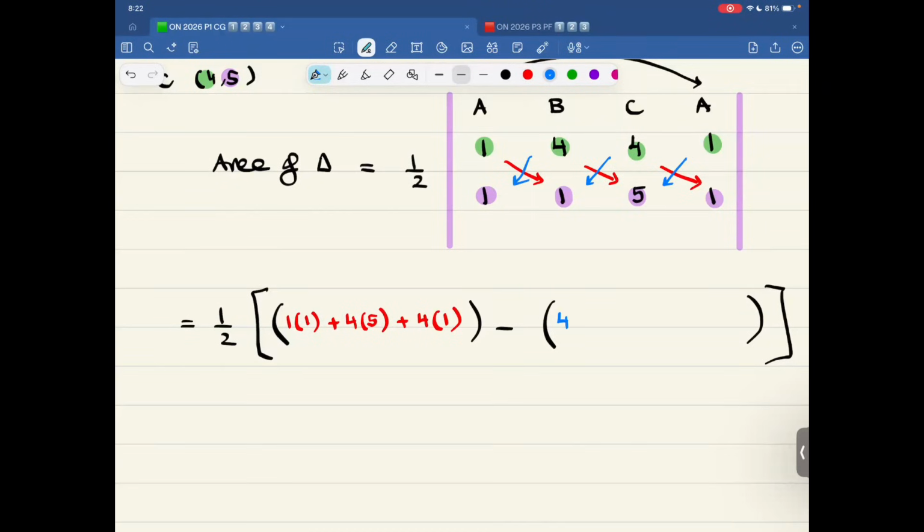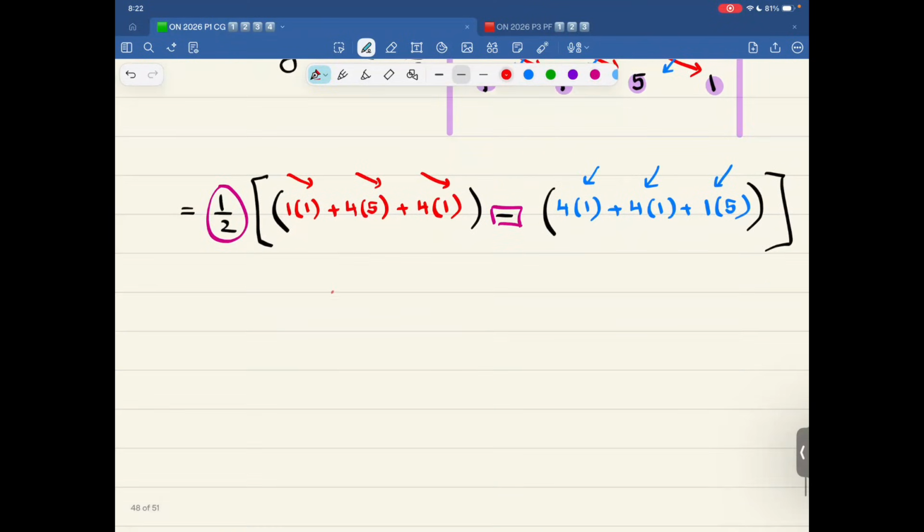So that's 4 into 1, this is 4 into 1, that is 1 into 5. We multiply in this direction and add it up, and we multiply in this direction and add it up. There is a negative sign in the middle, and there is a half over here.